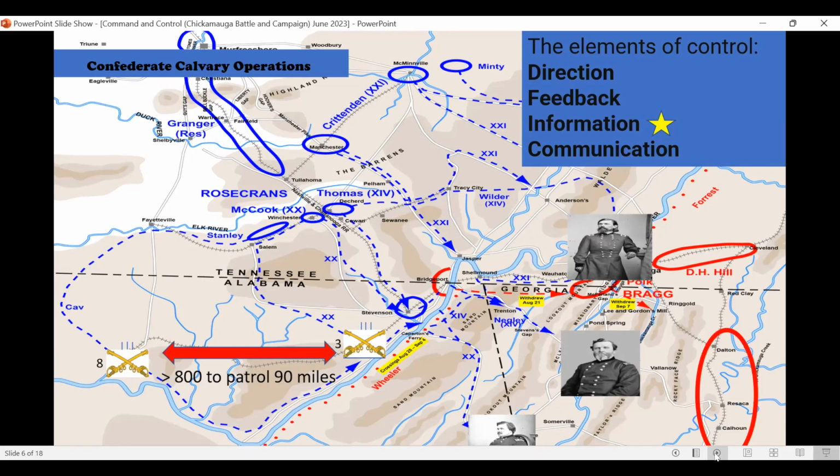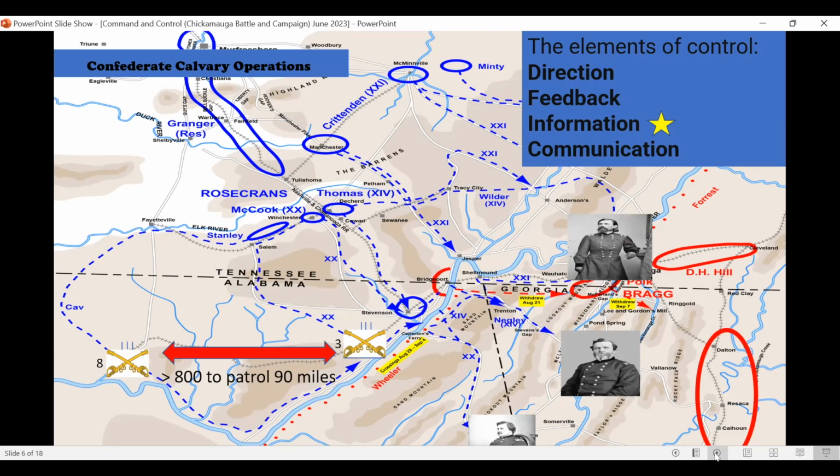So there we have it. Wheeler is so far from the front, does not provide that information to Bragg, and certainly not in a timely manner in any semblance of cohesion or organization. And certainly the Union Army is able to cross the Tennessee River.